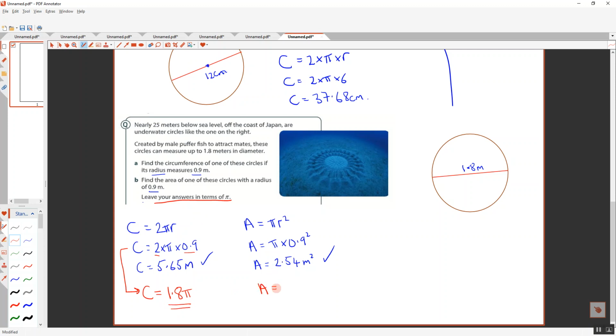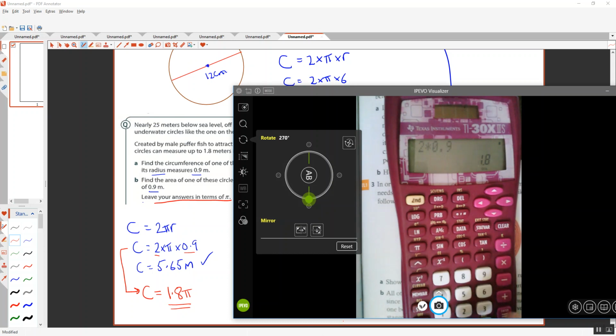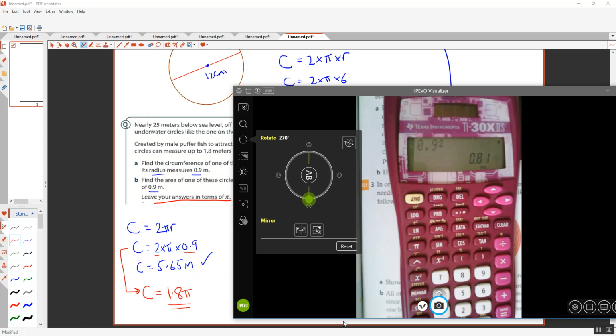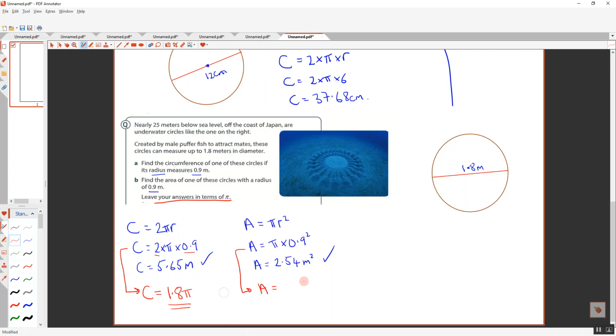And same with this one. If I want to leave my answer in terms of pi, I don't work out the full thing. I just work out from this point. What's 0.9 squared? 0.9 squared is 0.81. So I put this in. Still multiplied by the pi, so I'm going to write that. And that now is my answer, which is the same as this, except I've left it in terms of pi. So when it says in terms of pi, you have to leave pi in your answer.